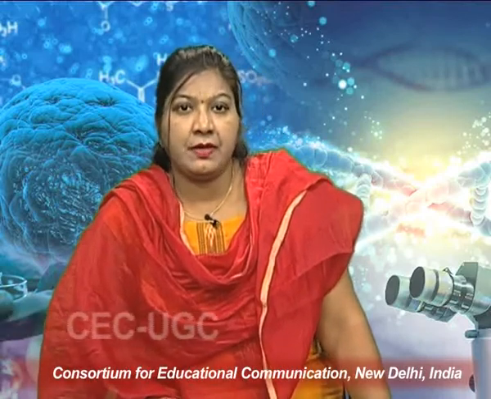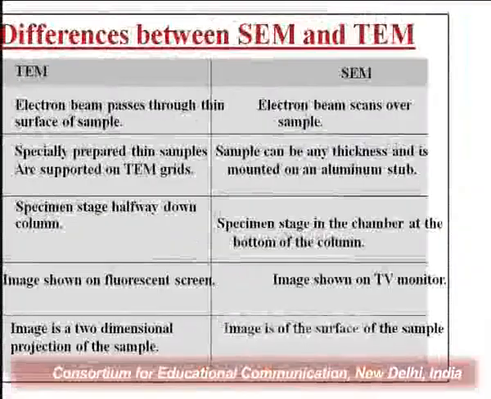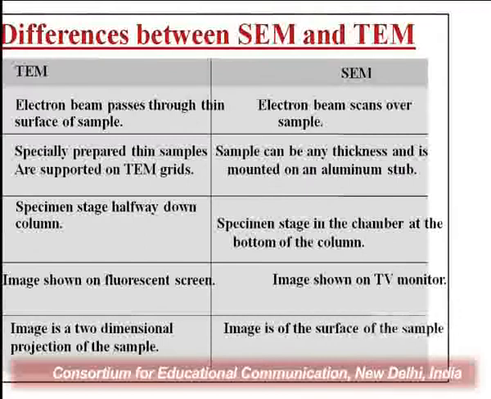What are the differences between the SEM and TEM? These are the basic differences. In the TEM, transmission electron microscopy, the electron beam passes through the thin surface of the sample, but here in the SEM, the electron beam scans over the surface of the sample. It does not pass through the sample.